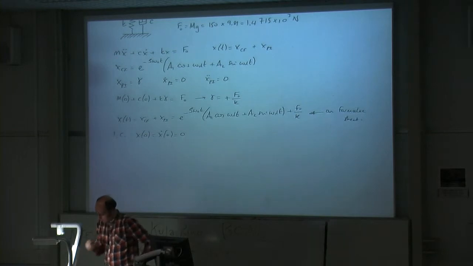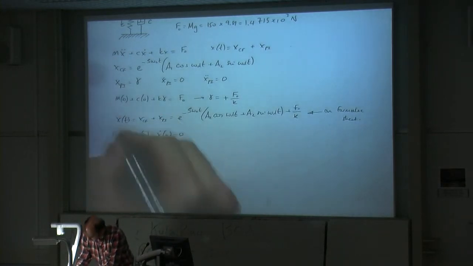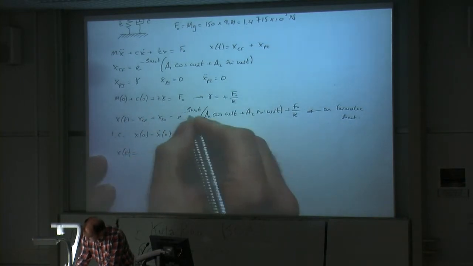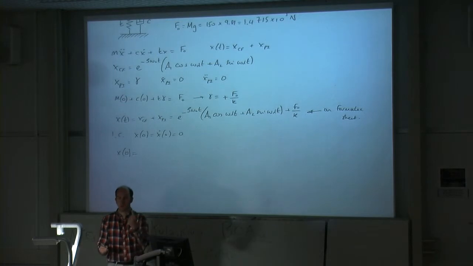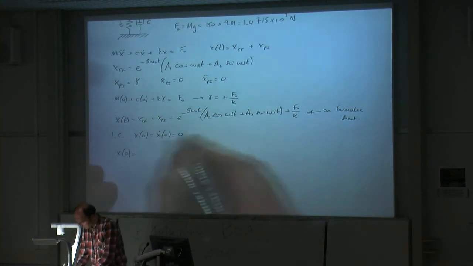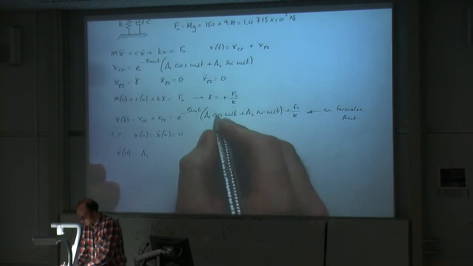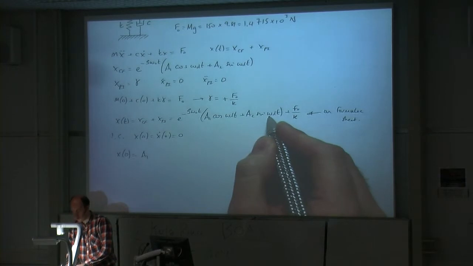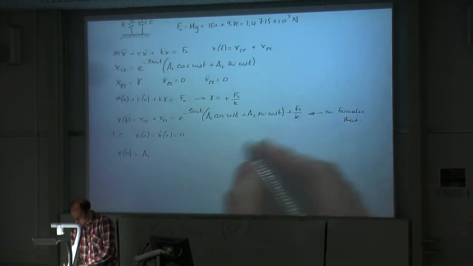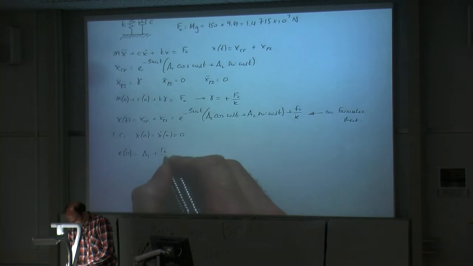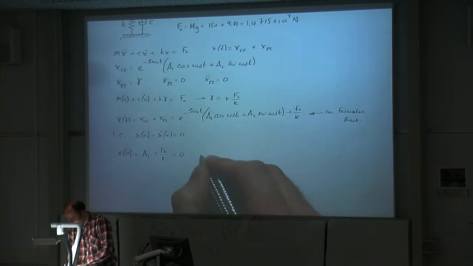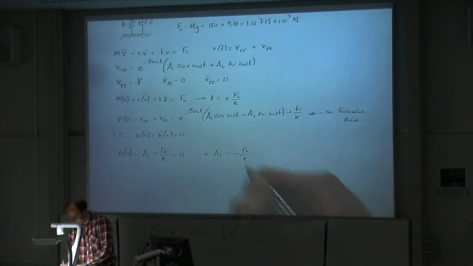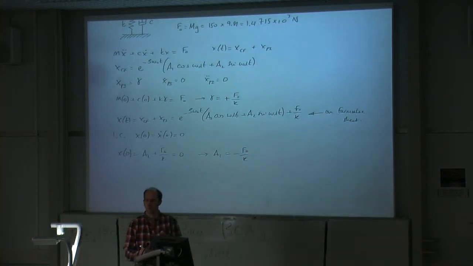So let's do that. We take this equation, x of t, but instead of t we've got 0. We've got e to the power of 0, and e to anything to the power of 0 is 1, so that disappears. Cosine of 0 is 1, and sine of 0 is 0, so that disappears. Then we have plus F0 upon k equals 0. Well, that's very straightforward. A1 must therefore be minus F0 upon k.